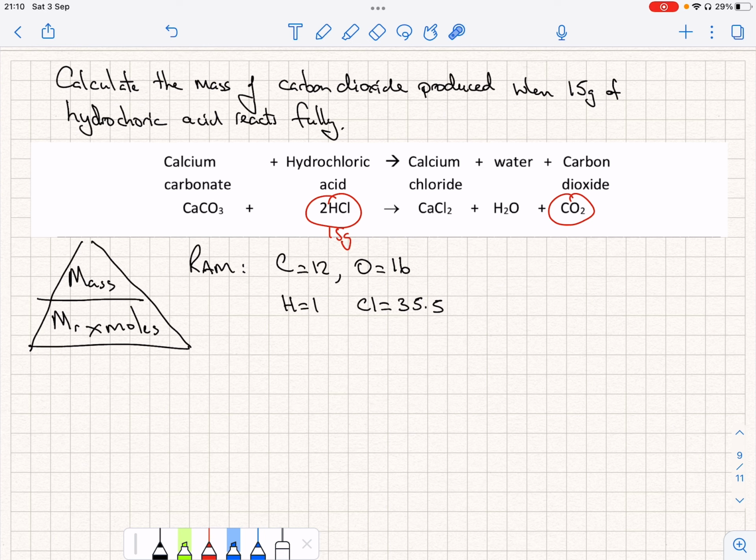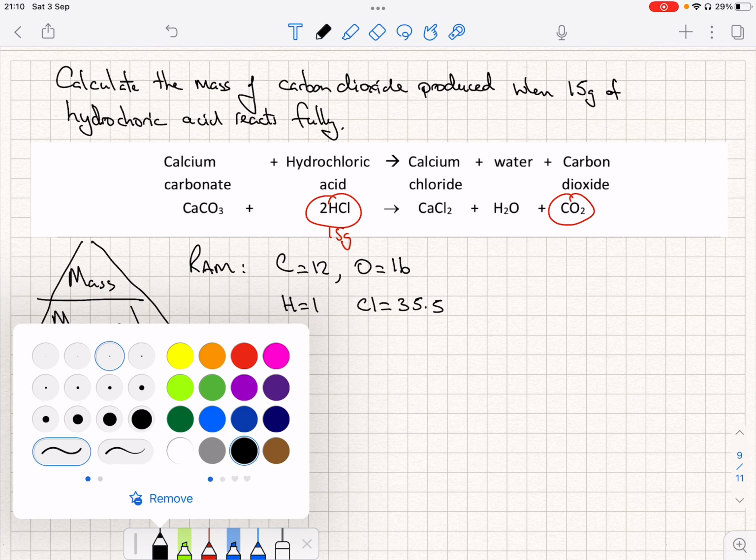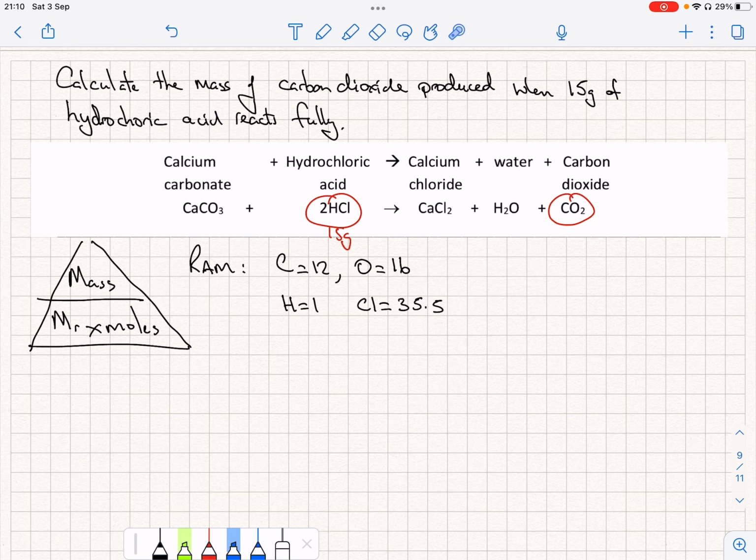So what I'm going to do is use this triangle to help me to get into this question. And we start with the 15 grams of hydrochloric acid. And what I want to do is convert that into moles. So step number one is going to be working out the moles of hydrochloric acid, HCl. Using a triangle, moles is going to be the mass divided by the MR. The mass is 15 grams.